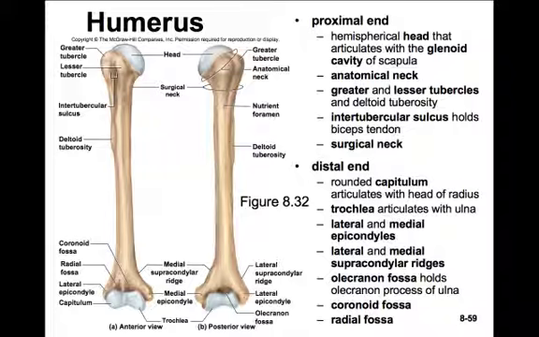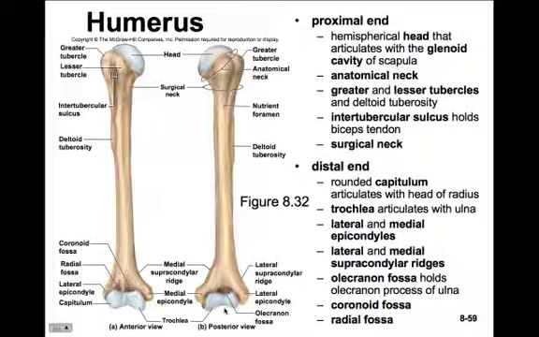There are greater and lesser tubercles. The greater tubercle is a larger bump and the lesser tubercle is a smaller bump. In between those tubercles is the intertubercular sulcus or ditch. So here we're starting to use a lot of that terminology that we introduced earlier. Let's move down to the distal end of the humerus.